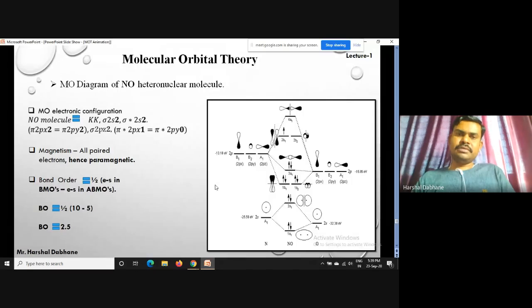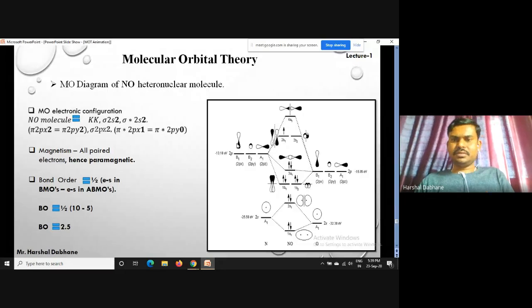I will tell you, you are not going to write down this diagram. No need to write down this diagram; these are the bonding and antibonding orbitals.